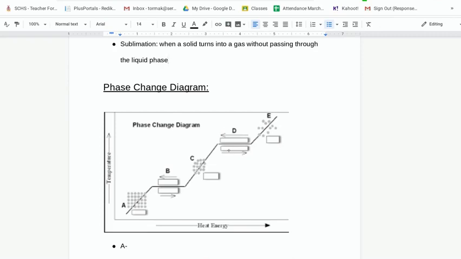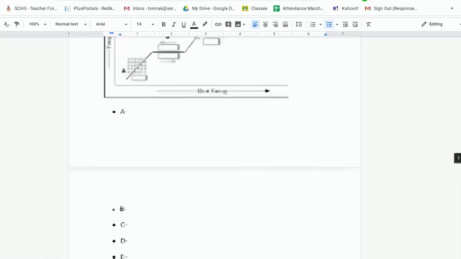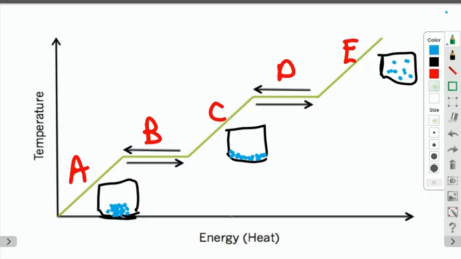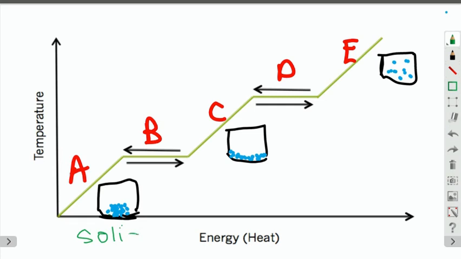I have listed A through E. I'm going to write them as notes on this screen. It looks very similar, but I had to make it less fuzzy because the picture was kind of fuzzy, so I just drew it myself. We're going to go over what each of these things means. A shows a picture of molecules that are tightly packed. That is the start of a phase change diagram, and that phase is a solid.